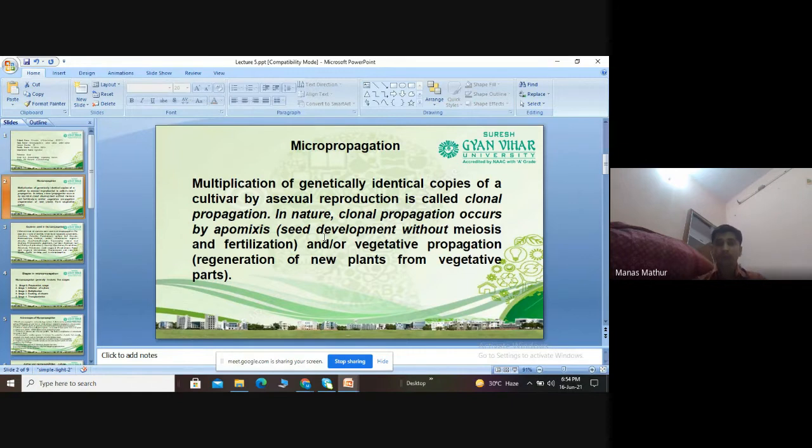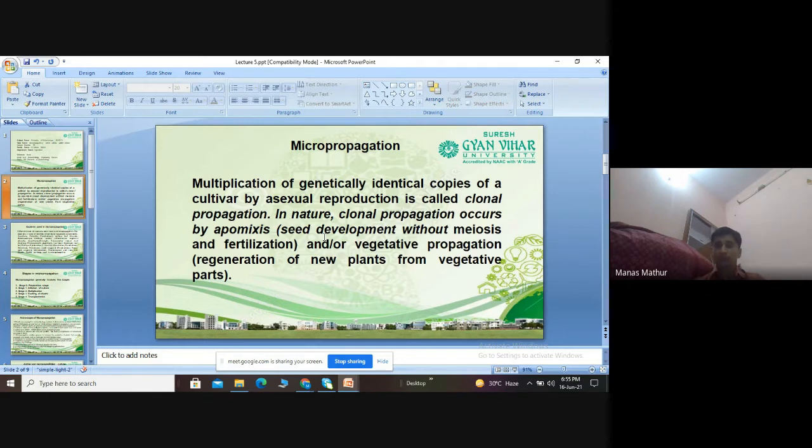It is defined as multiplication of genetically identical copies of a cultivar by asexual reproduction, called clonal propagation. It means when we take a single explant from natural conditions and put it in the media, from that single explant we can grow a large number of identical plants. We can clone thousands of plants from a single explant.